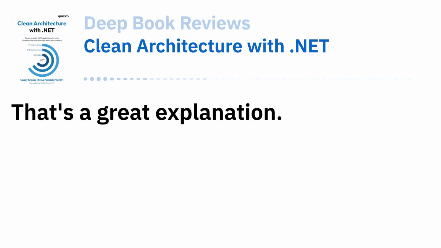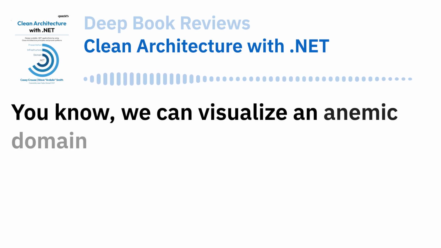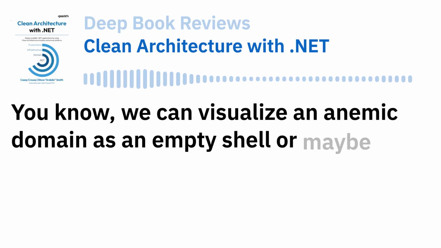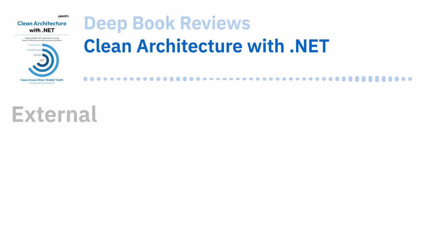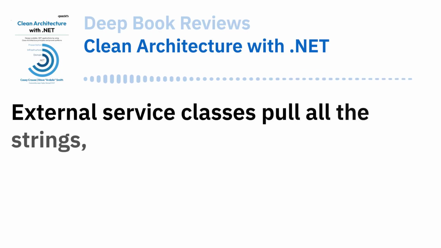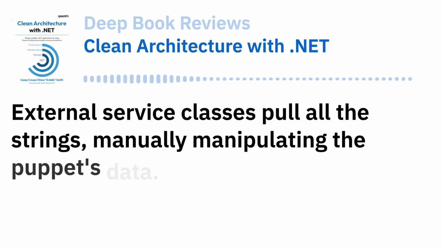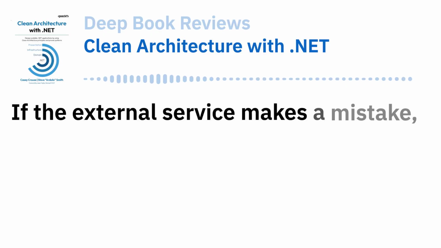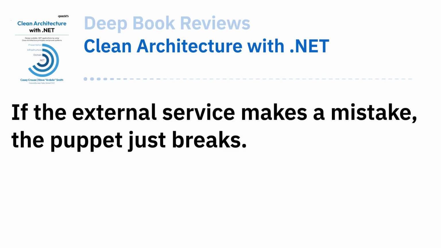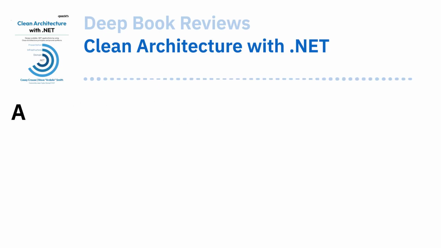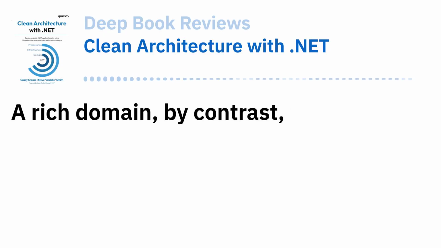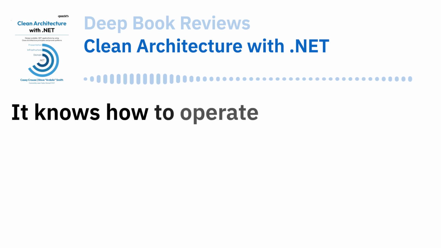That's a great explanation. We can visualize an anemic domain as an empty shell, or maybe a simple wooden puppet. External service classes pull all the strings, manually manipulating the puppet's data. If the external service makes a mistake, the puppet just breaks. I like that analogy. Thanks. A rich domain, by contrast, is like a smart device. It knows how to operate itself safely.